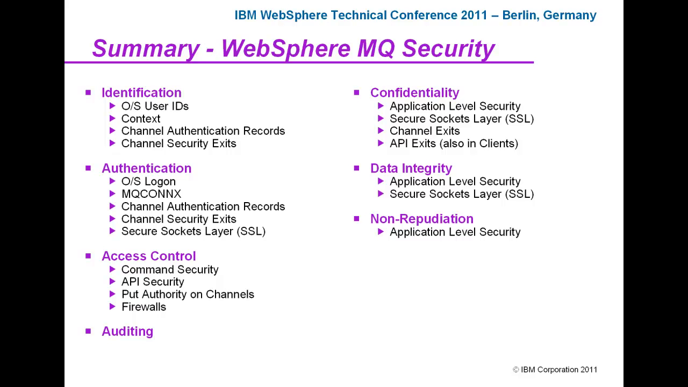Something we haven't talked about, but I've put in at the very last minute, is something else new in 7.1, and that is that API exits are now available on clients as well. Now, API exits are a means by which to apply facilities such as confidentiality at the application level before it leaves the application process. So having API exits also in clients will come in very handy for that kind of thing too. Application level security gives you data integrity, and secure sockets layer, of course, gives you data integrity too.